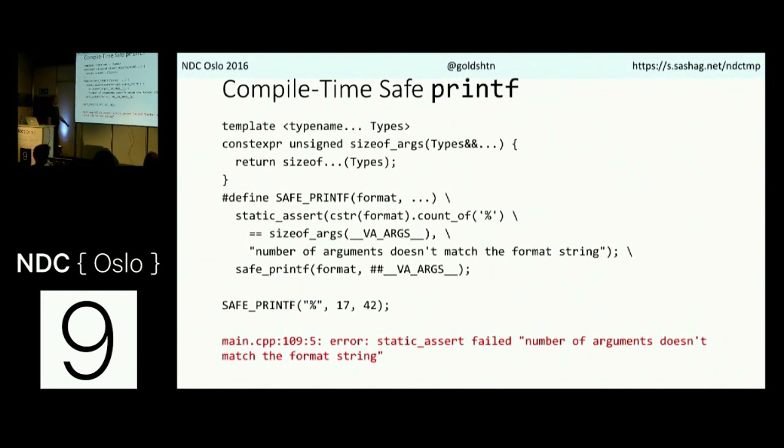We can test at compile time whether a certain string literal has a certain number of % signs and reject at compile time that format string if it doesn't. So for example, if I invoke my printf function with 2 arguments but only 1 % sign, the compiler could complain and that static assertion would fire and tell me number of arguments doesn't match the format string.